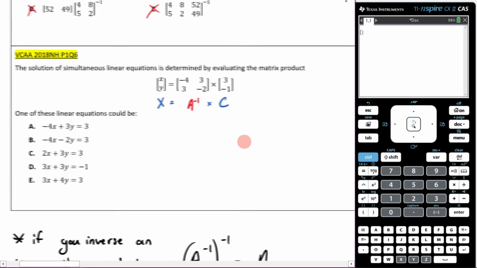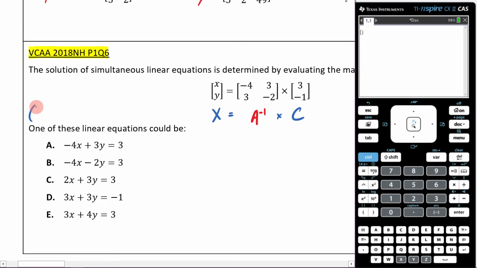So if what we want to find now is what one of these linear equations could be, because you've got to decipher the question here, it's saying, what is matrix A? What is matrix A? So to find out matrix A, what are we going to do? Well, we've got the inverse of A. How can I go from the inverse of A back to A?